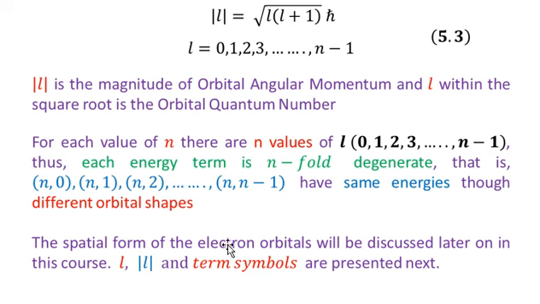The spatial form of the electron orbitals will be discussed later on in the course. So you see that here I have suggested that n equal to 0, 1, 2 and so on would have different orbital shapes, and these shapes will be discussed in the rest of the course. Here the magnitude of L and the term symbols are presented in the next slide.